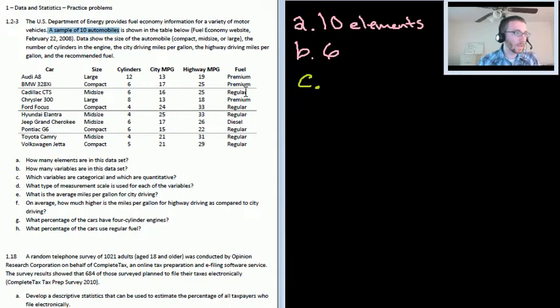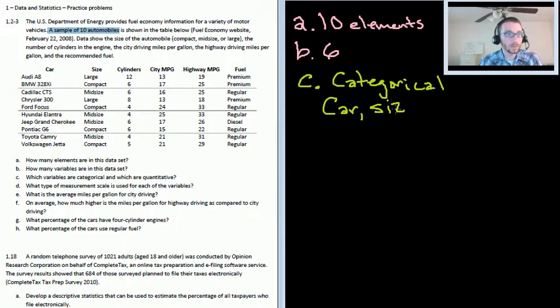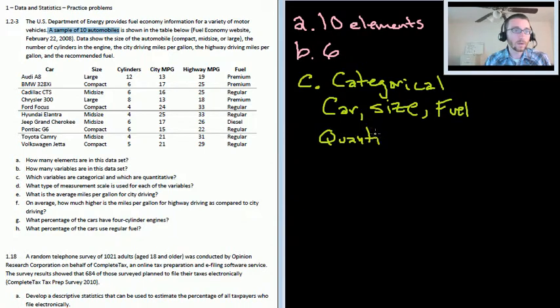So which ones are categorical? I think certainly anything that's like a word is going to be categorical. So that's going to be car, the name. The size of the car is categorical as well. And then cylinders, no, that's a number. This one has twice as many cylinders as that one. Miles per gallon, those are numbers. And then fuel, the fuel type is going to be categorical. That leaves the rest to be quantitative, right? So quantitative, the other 3.